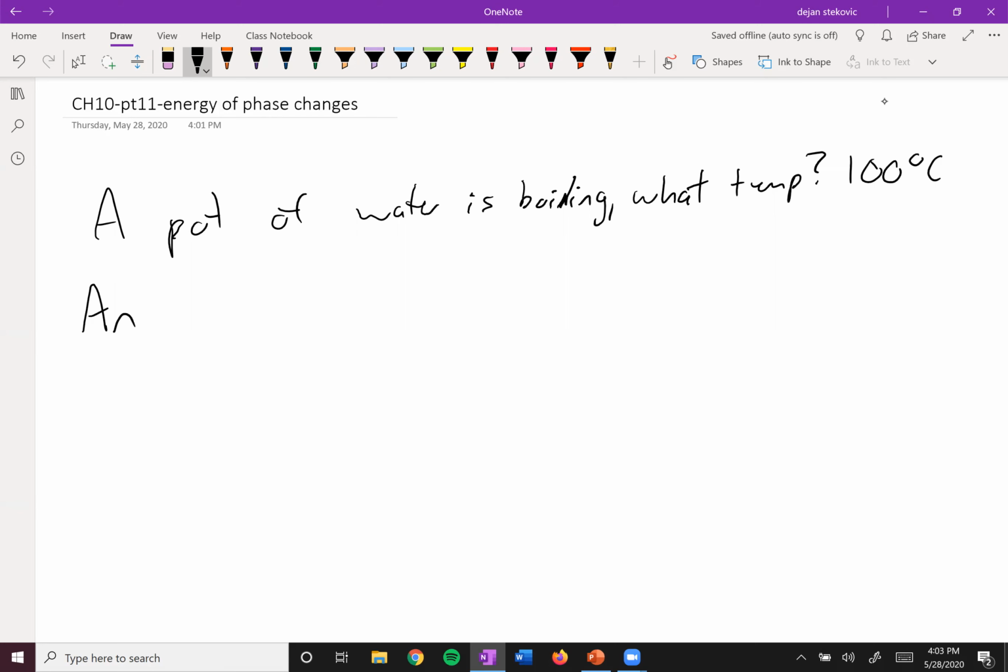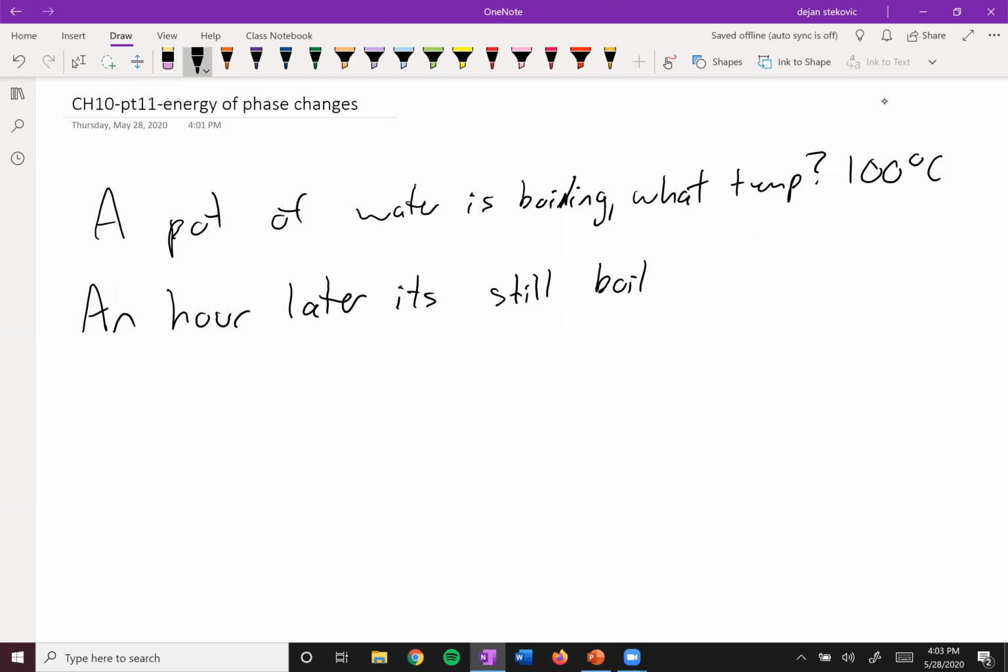So you set the water to boil, and an hour later you come back, it's still boiling. What's the temperature? And so you might be tempted to say that it's above 100 degrees Celsius, but if you stuck a thermometer in there, you would be wrong. It is still 100 degrees Celsius. It doesn't matter how long you boil the water for, assuming the pressure stays the same, it's still going to be 100 degrees Celsius. So the question is, where is the energy going?